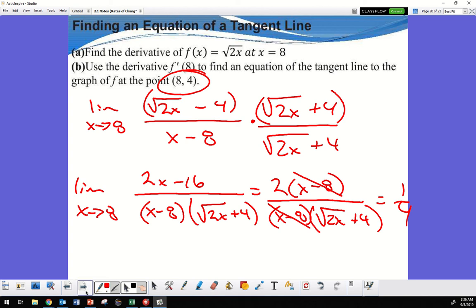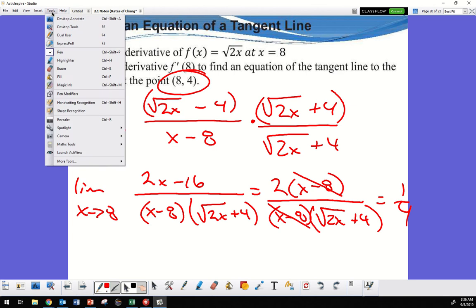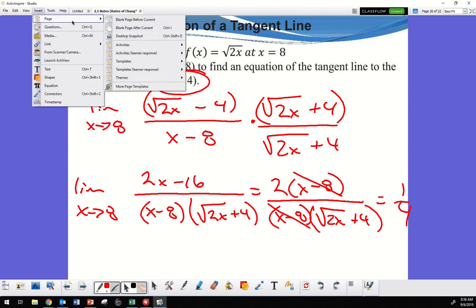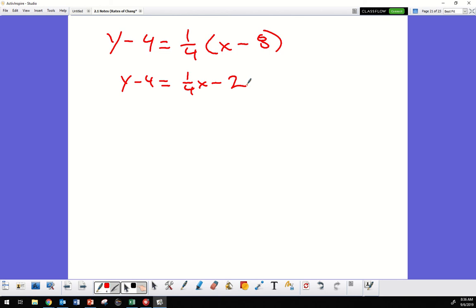Okay, so I'm going to next page this one. Tools, insert, page, after. All right, so we have y minus 4 equals 1/4 quantity x minus 8. Point-slope form. So let's see, you can get y minus 4 equals 1/4 x minus 2, and then y equals 1/4 x plus 2.